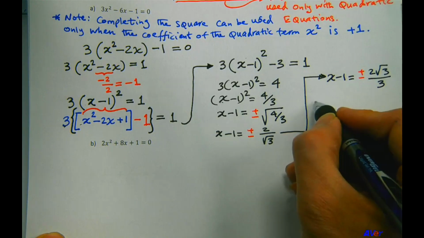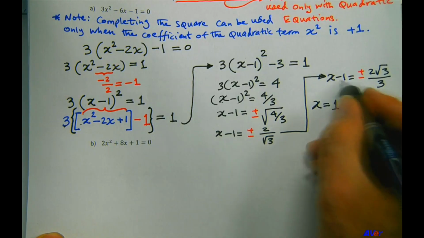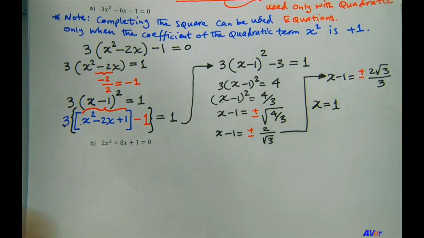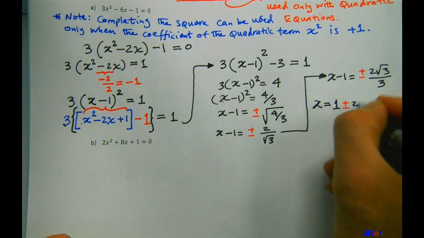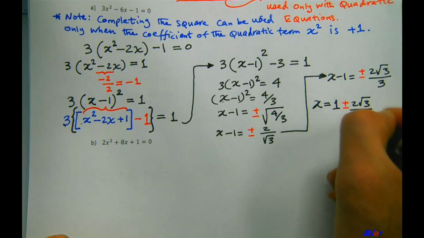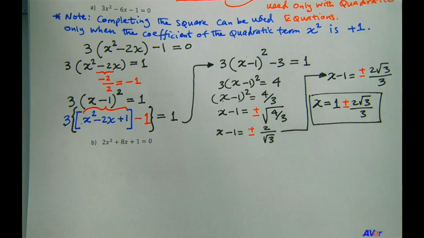Now one last step to solve for x is just to move this negative 1 to the other side. It'll be positive. So we have x equals positive 1 after we move it, plus or minus 2 square root of 3 over 3. And that's the solution for x. Okay? So that is the completing the square method.